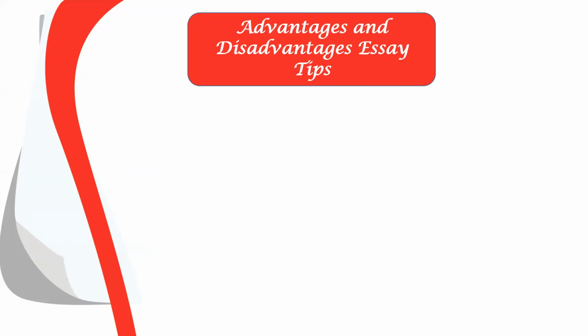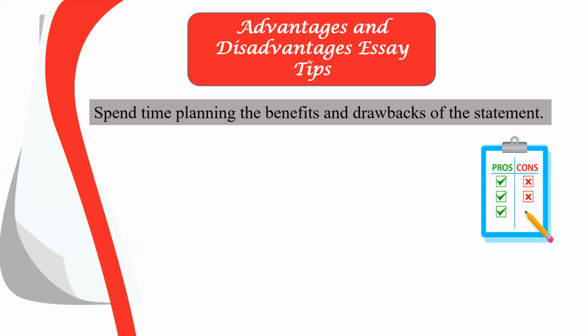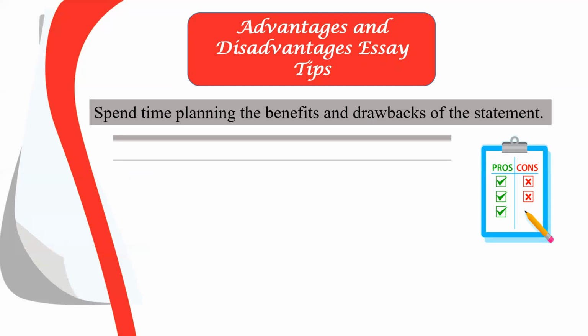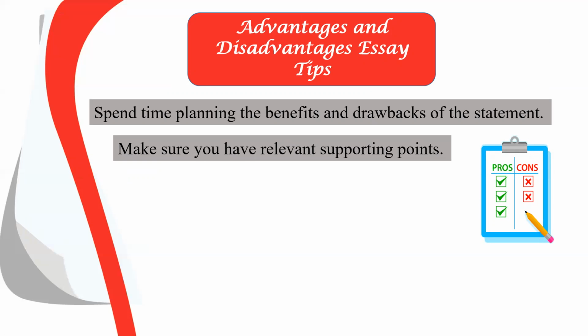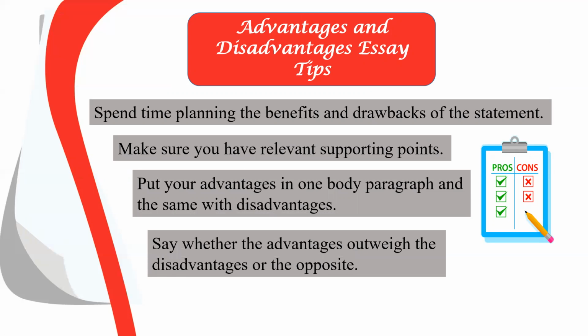Advantages and disadvantages essay tips. First, you have to spend some time planning the benefits and drawbacks of the statements. You can make a list of pros and cons. Make sure you have relevant supporting points. Put your advantages in one body paragraph and the same with disadvantages. Say whether the advantages outweigh the disadvantages or the opposite.